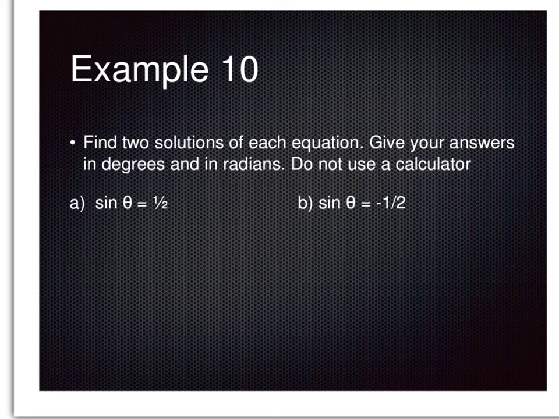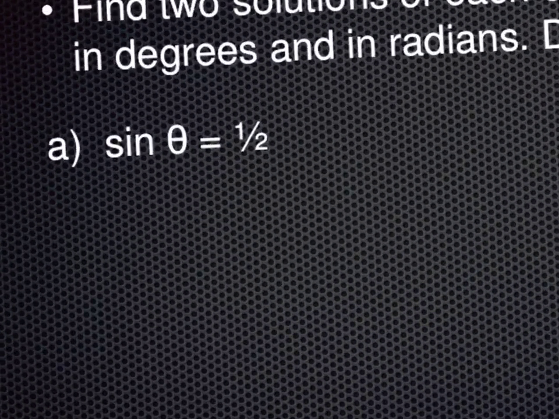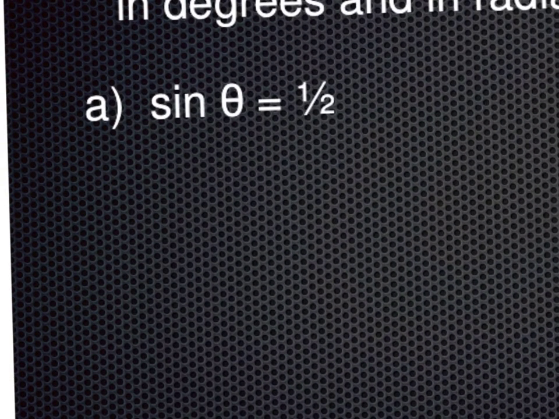Looking at example 10, it says find 2 solutions of each equation. Give your answers in degrees and in radians. Do not use a calculator. Well, here, sine is a half. The only time that sine is going to be a half is in terms of pi over 6, specifically. Sine is positive only in quadrants 1 and 2. So our answer for theta has to be pi over 6. And what's in terms of pi over 6 but in quadrant 2? Okay, 5 pi over 6.